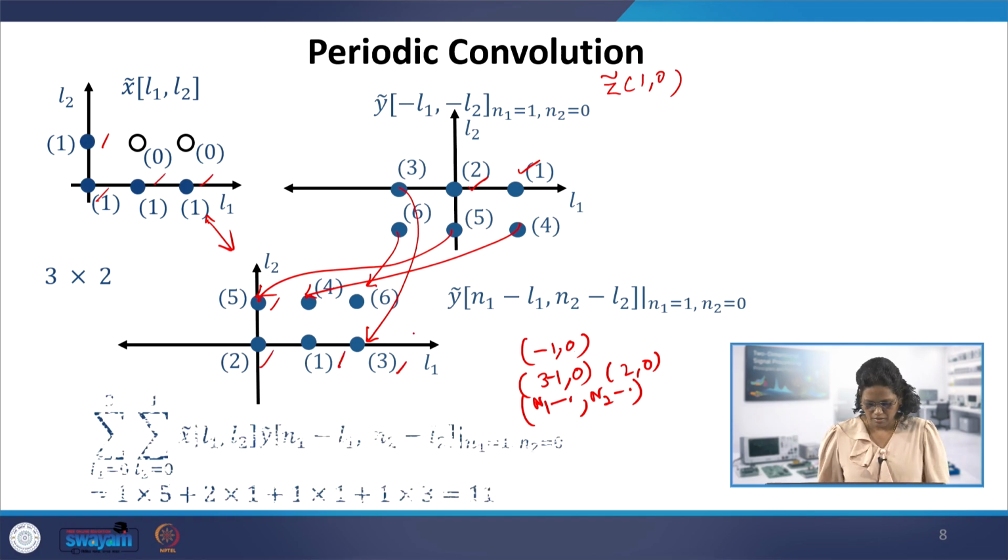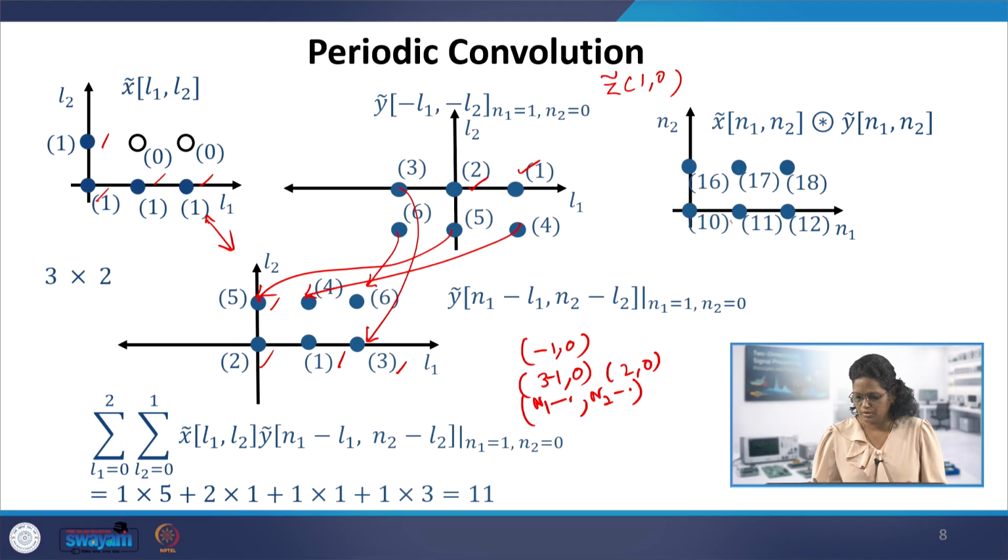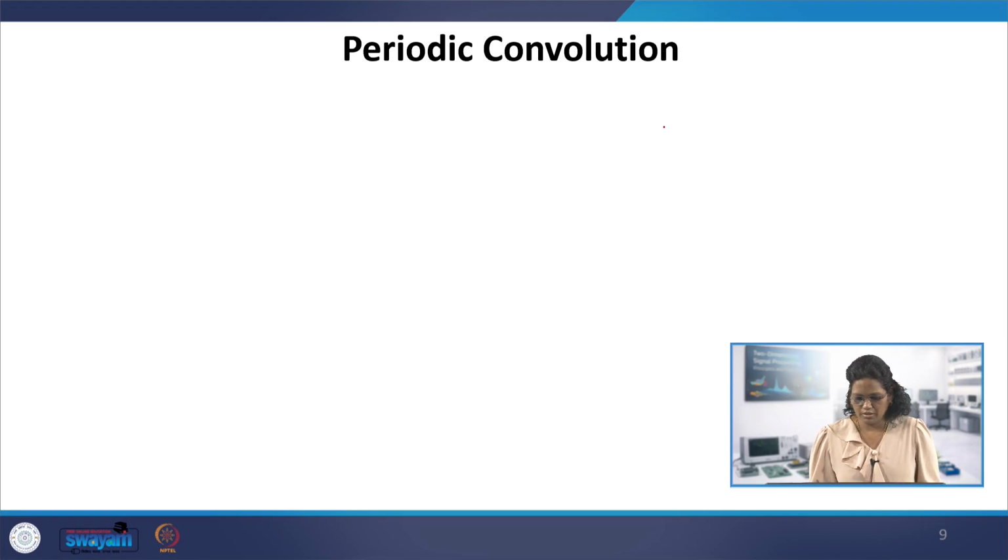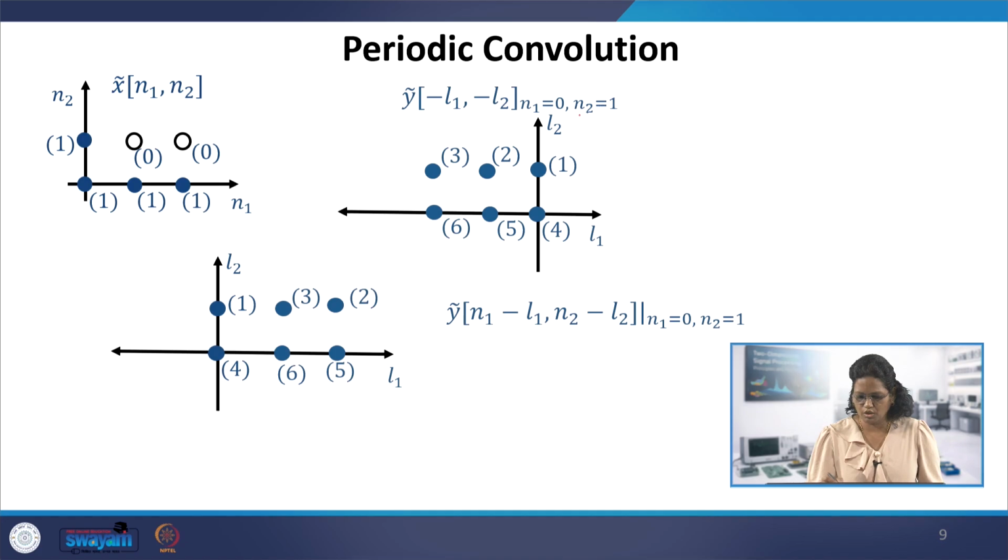So sum it up together, get 11. So that's the periodic convolution, this value of y(1,0). Similarly, for the case of (0,1), that is z tilde of (0,1). The flipped sequence is now shifted up. You can see it is flipped up in the n2 direction, whereas in the previous case it was shifted one side right, and this is shifted up, n2 is 1 here.